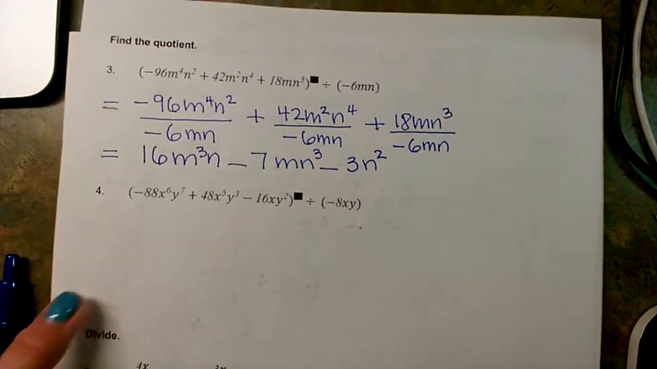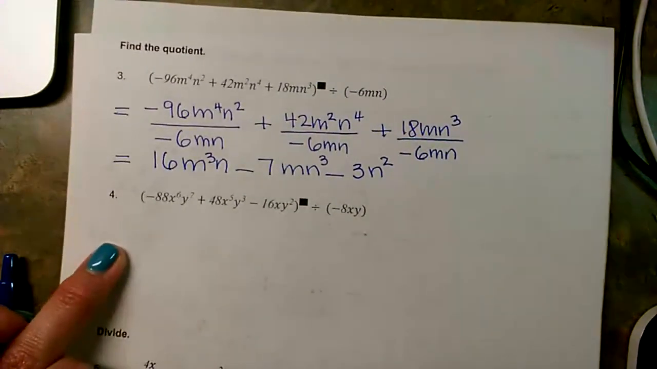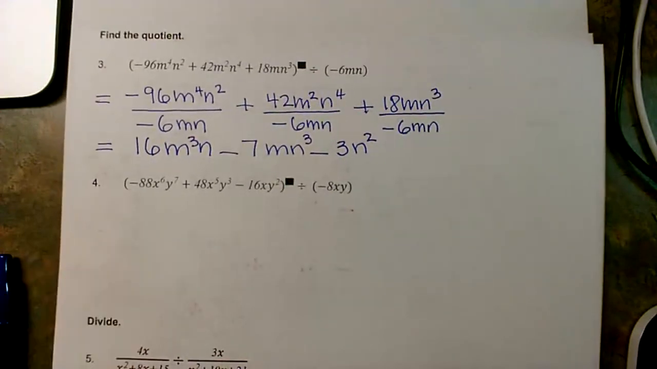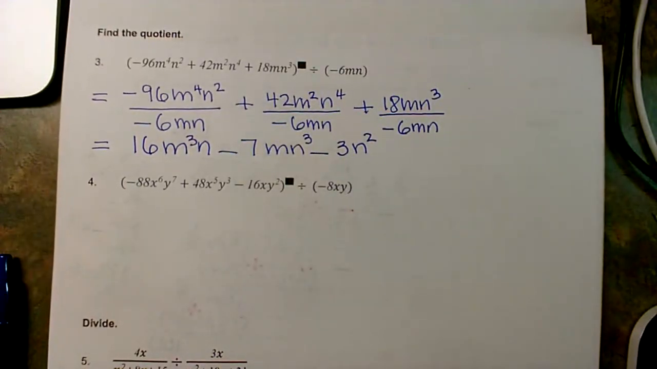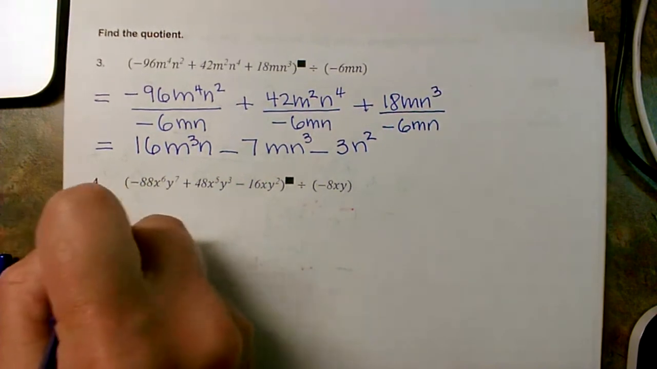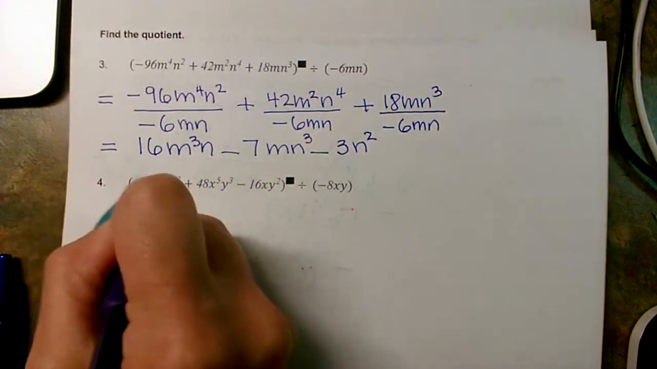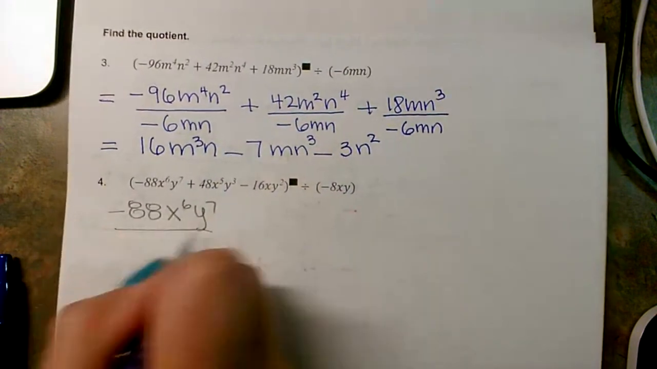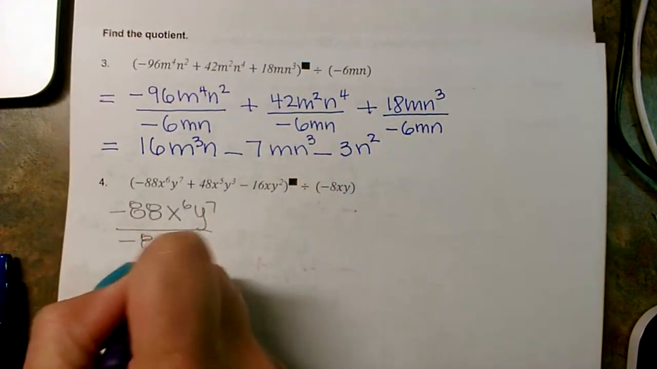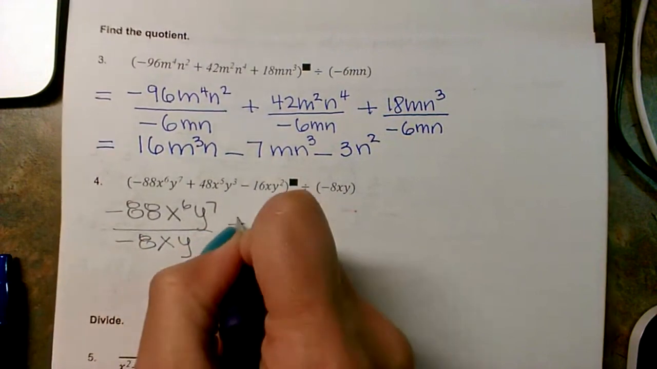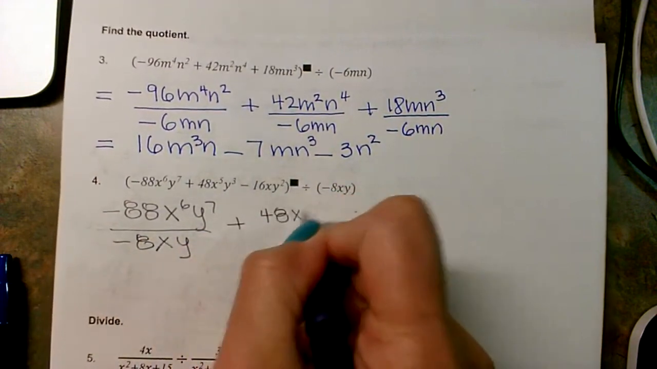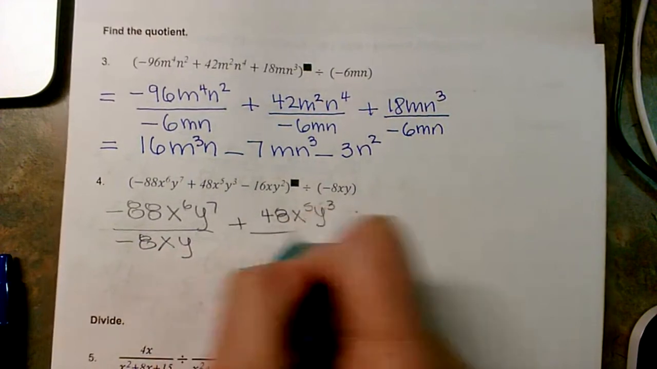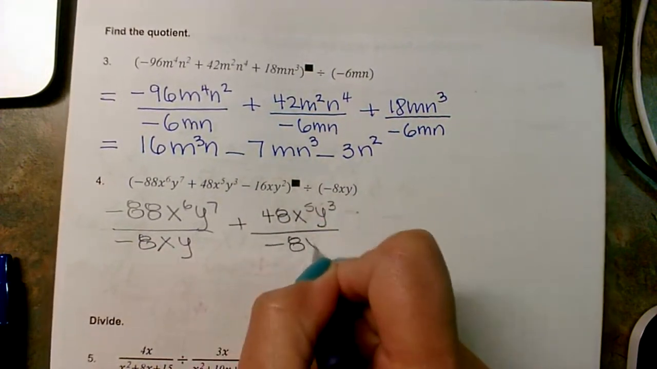And let's do number 4. We are just going to divide each term by this negative monomial. Right now, notice that I'm not dealing with the negative sign yet. I'm just writing it down.